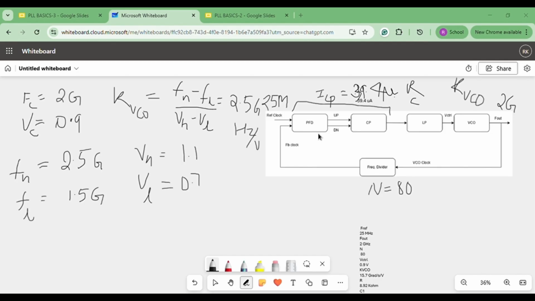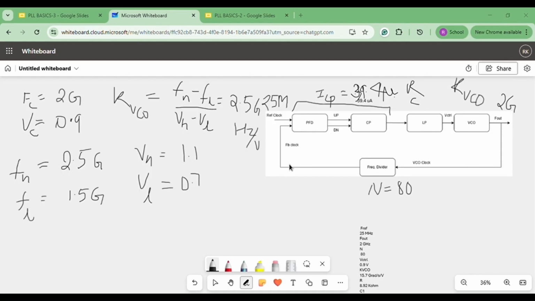Something happened. Why did this come? Okay, again I'll make a new cell view. AC model. View I have to select as schematic. I hope my screen is visible to all of you.